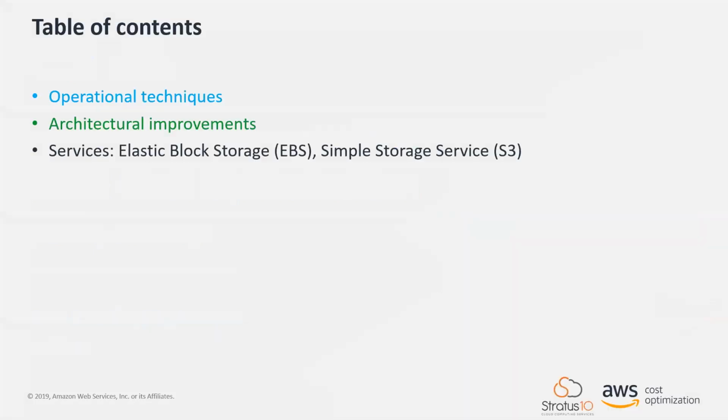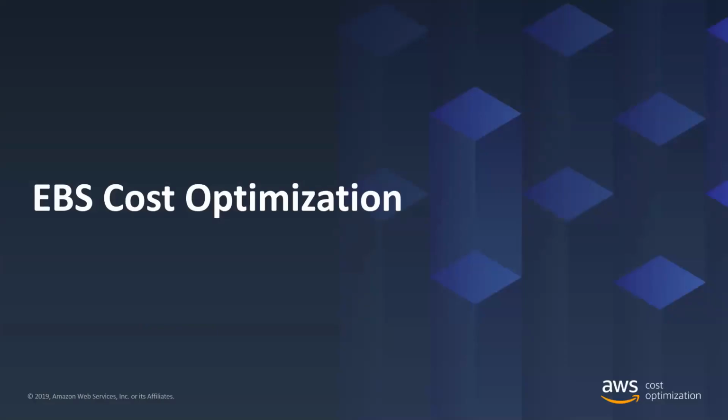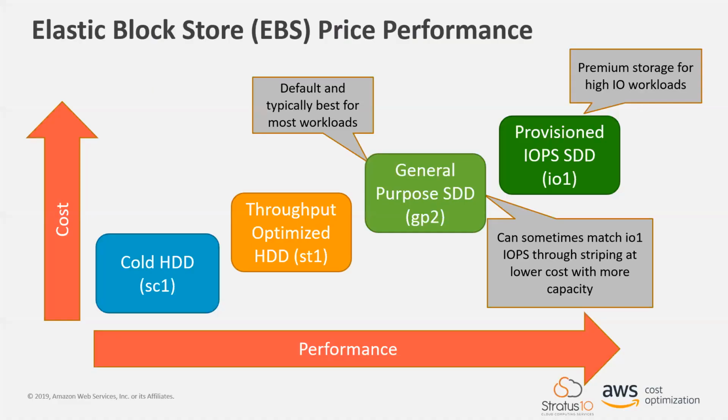Storage techniques. So we're going to cover real quickly again, operational techniques, architectural improvements. We'll touch a little bit more on EBS storage and then S3. Okay, so EBS, or Elastic Block Storage, is block storage that's attached directly to your EC2 instances. There's various tiers of storage depending on the level of performance that your workload needs.